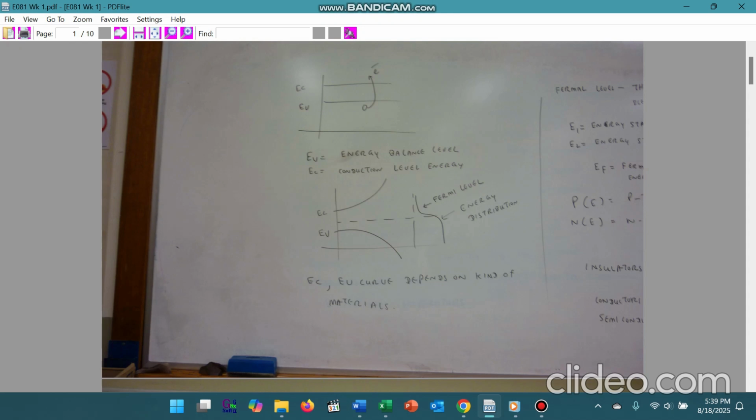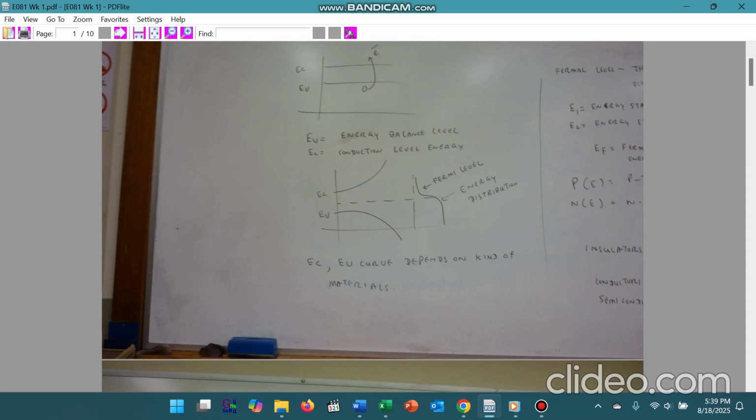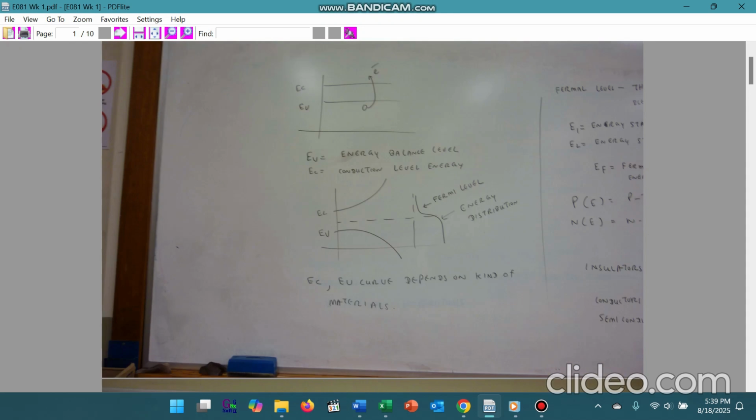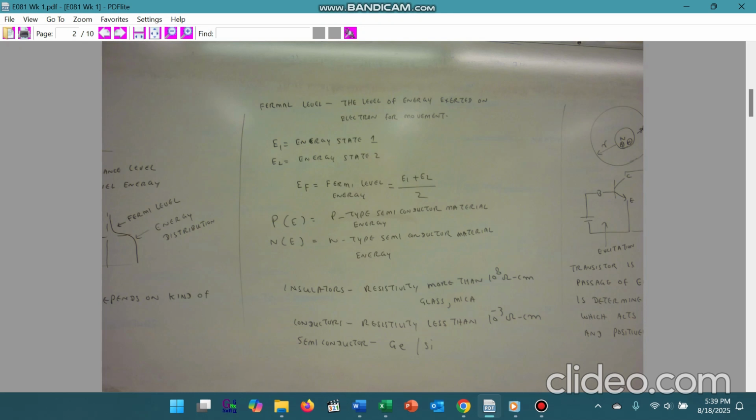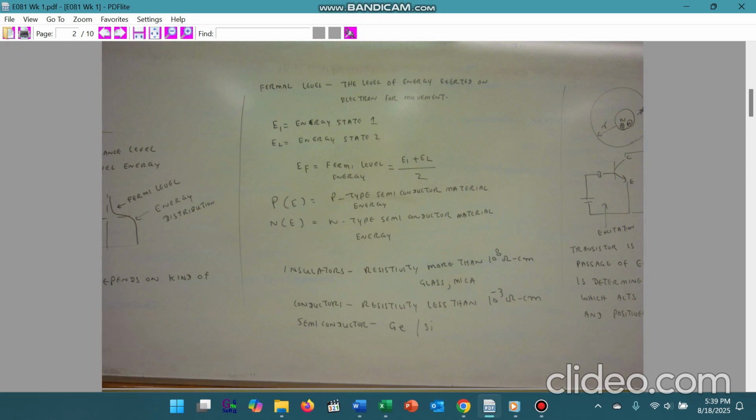This level we call the Fermi level. The Fermi level determines the space density, meaning how dense the electrons are. In this case, some electrons can easily move and some electrons cannot easily move. Depending on how much energy is exerted on the electron, that energy level we call the Fermi level.